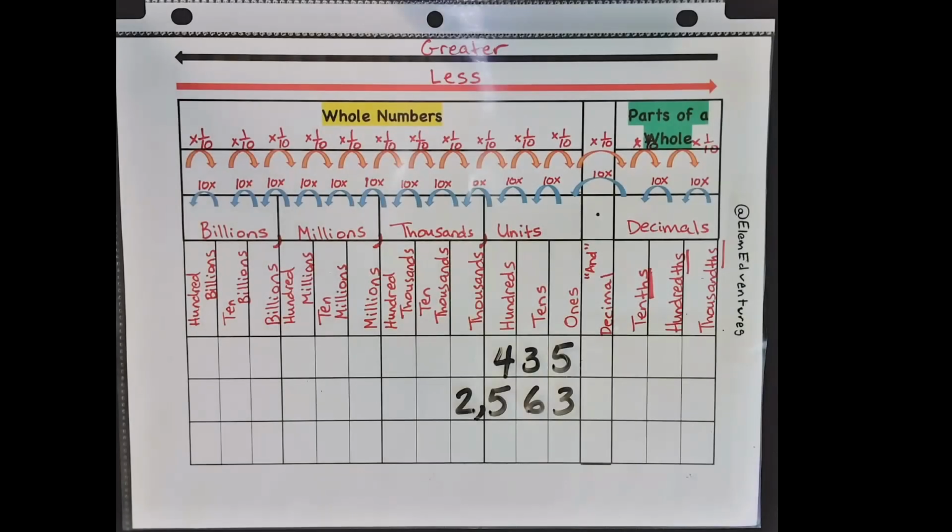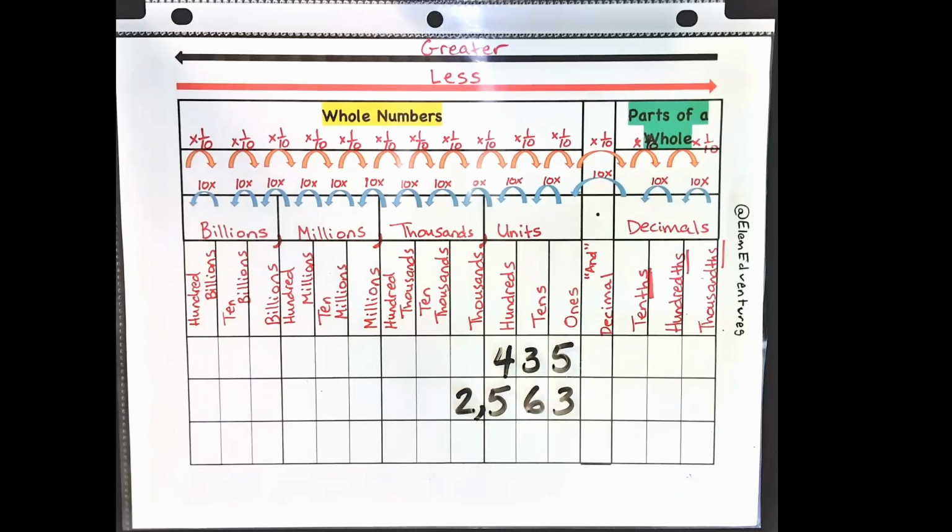In this next example, I'm using the same numbers, but I put 435 on top and 2,563 on the bottom. This time, I want to take a closer look at the digit 5. I went ahead and circled the digit 5 in 435 and the digit 5 in 2,563. The digit 5 in 435 is in the ones place. The digit 5 in the number 2,563 is in the hundreds place. Underlined the ones place value and the hundreds place value.